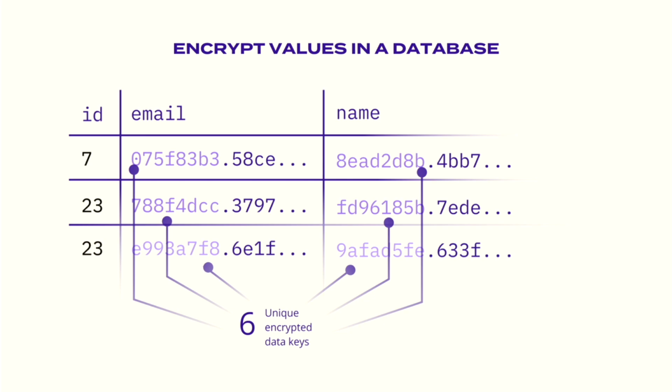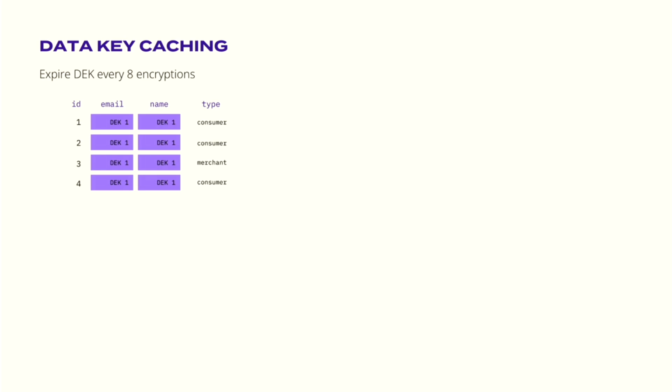and it absolutely kills performance. Frankly, KMS was never designed for this use case. And so what Amazon ended up doing was they created this idea of data key caching. So instead of using a key for every record or every value, you use it for a bunch of records.